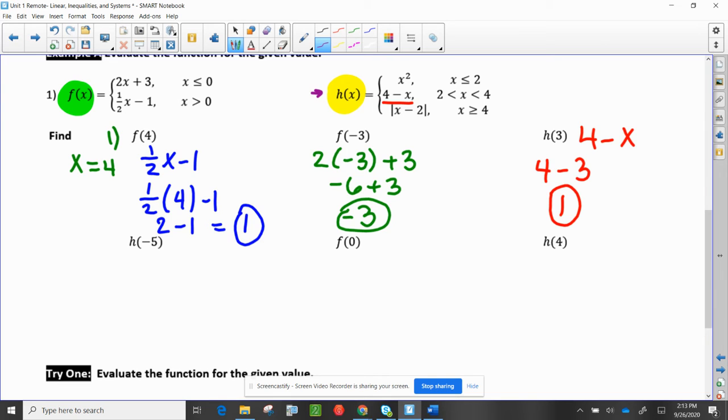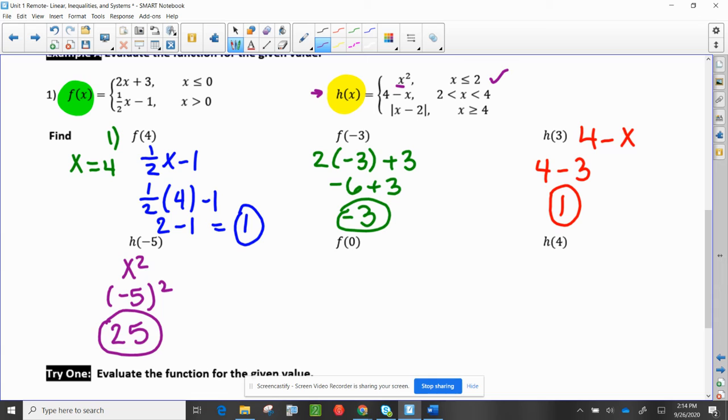Now we just have to decide, does that go into the top equation, the middle equation, or the bottom equation? So let's take a second and think about that. Where was -5 fit in these restrictions? Okay, well, -5, if we look at this, is -5 less than 2? Well, yep, it is. So we're using that top equation then, that x squared equation. So if I plug in -5, we get -5 squared, which would be positive 25. -5 times -5 gives me positive 25.